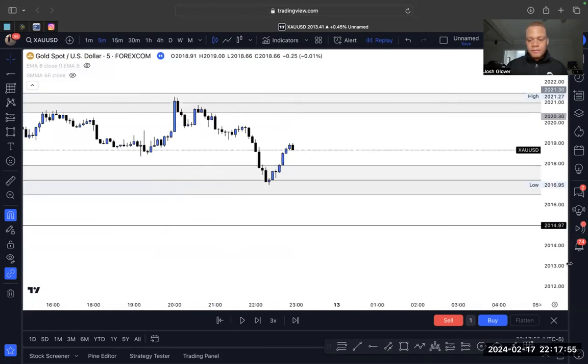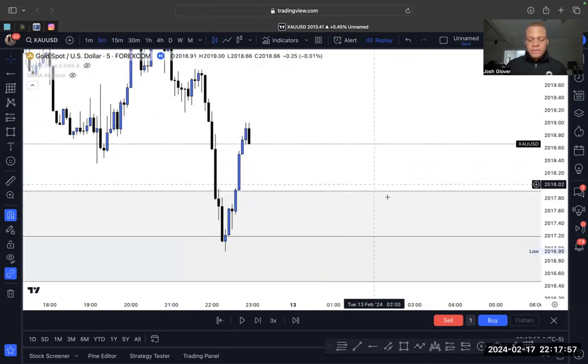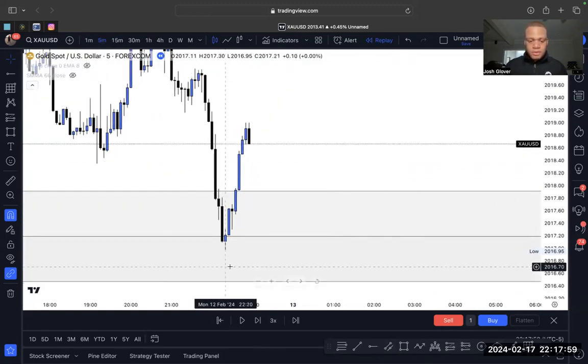Going on to the 5. This is where I was spending most of my time. What was this, Tuesday? Oh no, this was Monday night. Remember, yeah, Monday night when I was looking to get in this position. I was looking to let it run through London, and that's exactly what happened.